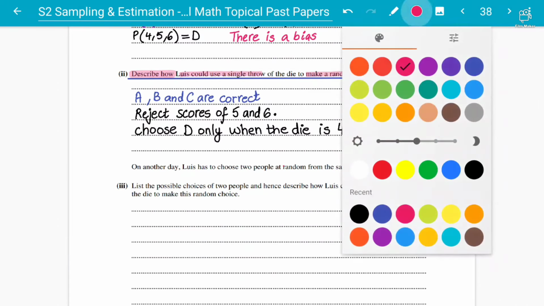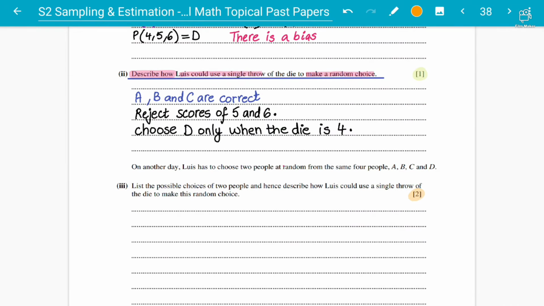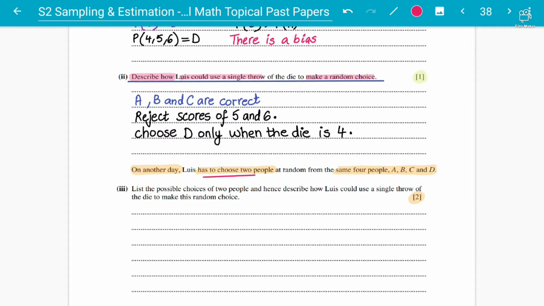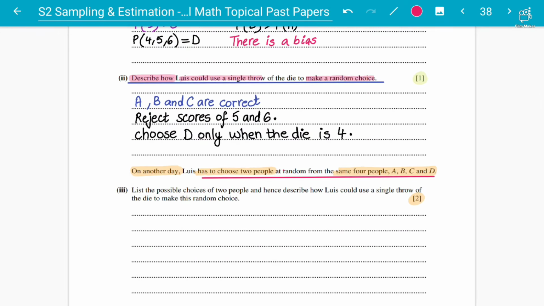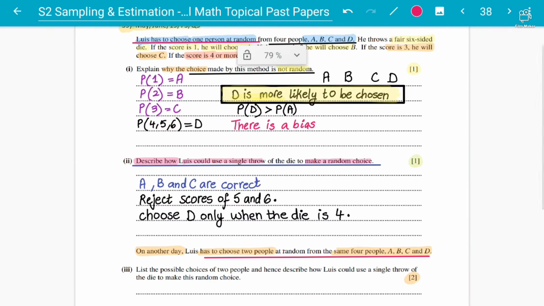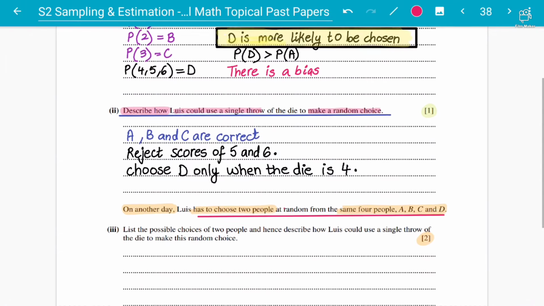And then for the last 2 marks of this question, students, on another day Lewis has to choose 2 people at random from the same 4 people, that is A, B, C, and D. Now Lewis does not have to choose one person, he has to choose 2 people. So the question is changing. The first part of the question was that Lewis has to choose one person. Now he has to choose from the same 4 people, A, B, C, and D.